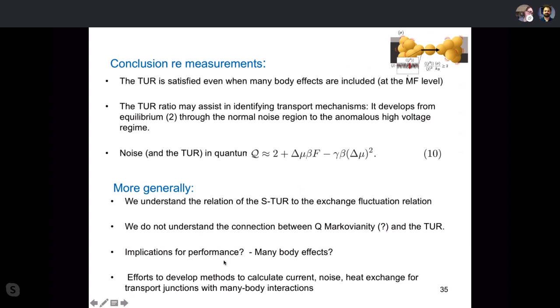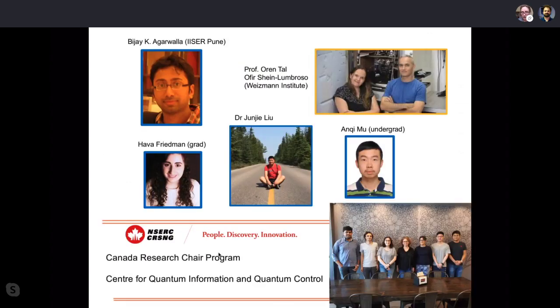And finally, this brings us back to an effort in my group to develop rigorous methods to calculate current, noise, heat exchange, and other questions in quantum thermodynamics. So with that, I would like, again, to thank you for the invitation to present my work, and to thank the collaborators and the students, and I would be happy to answer questions.